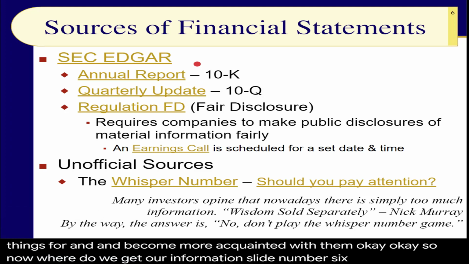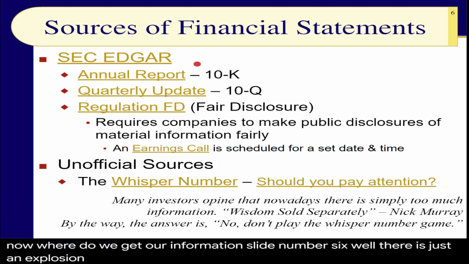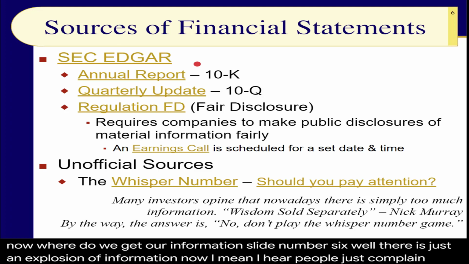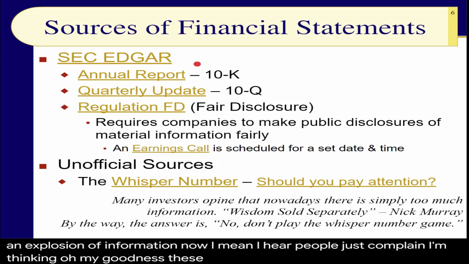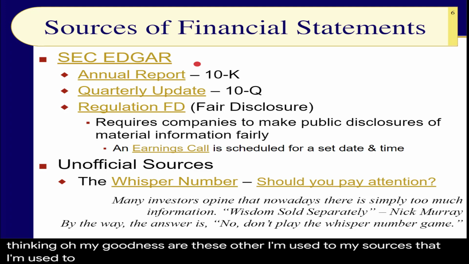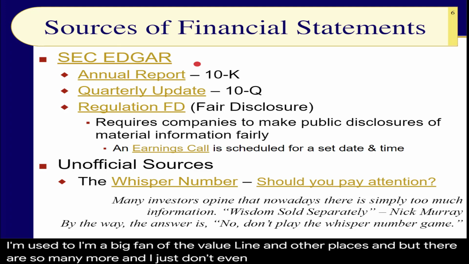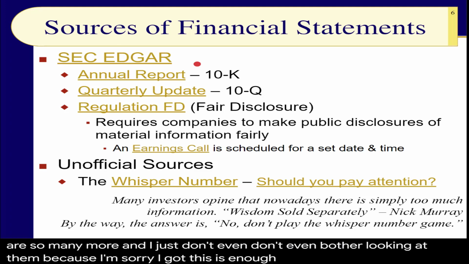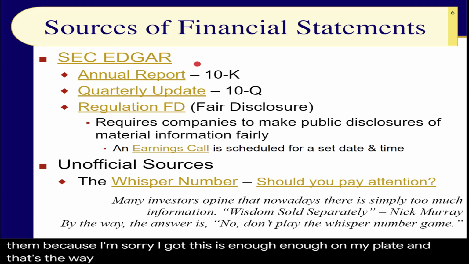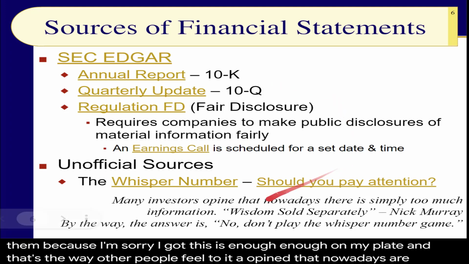Okay, so now, where do we get our information? Slide number 6. Well, there is just an explosion of information now. I hear people complain. I'm used to my sources. I'm a big fan of Value Line and other places. But there are so many more, and I don't even bother looking at them because this is enough on my plate. And that's the way other people feel too. They opine that nowadays there's simply too much information.